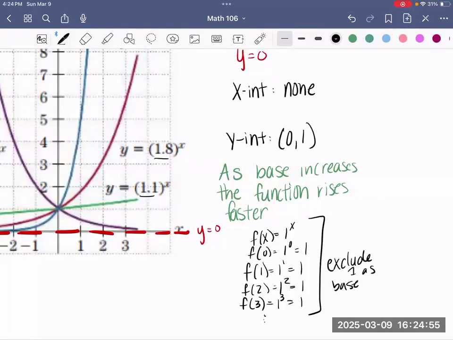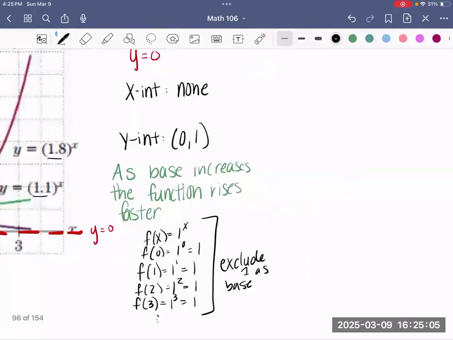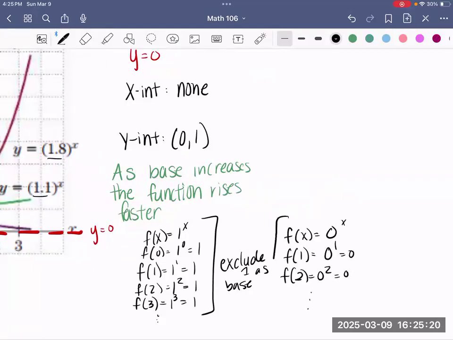Because it is going to turn into a constant function, it'll flatten out and be a line instead of an exponential function. There's also another base we would have to exclude. Let's take 0 to the x power. If we said 0 to the first, that's 0. 0 to the second, that's 0. Same idea, so exclude 0 and 1 as your base.